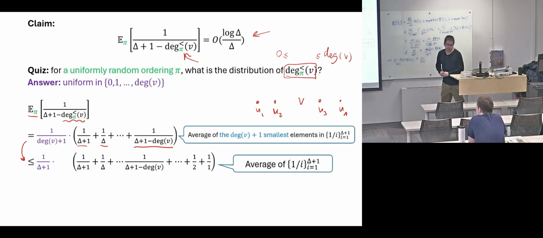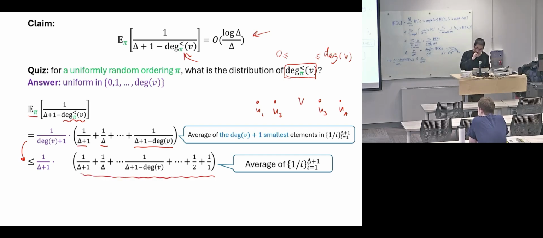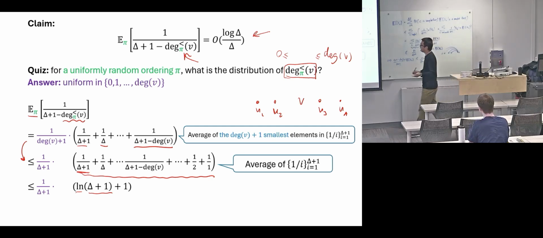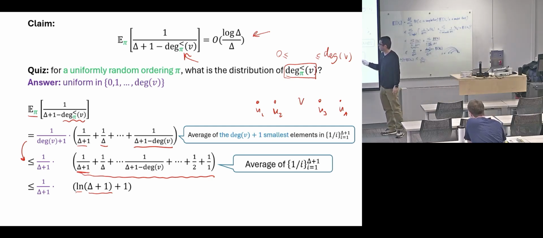And now we're done because what is this? This is a harmonic sum, right? Like a sum of 1 over i. So the sum of 1 over i, up to this, is just going to be a log. If it's a sum from 1 over i up to 1 over delta plus 1, it's log of 1 over delta plus 1.